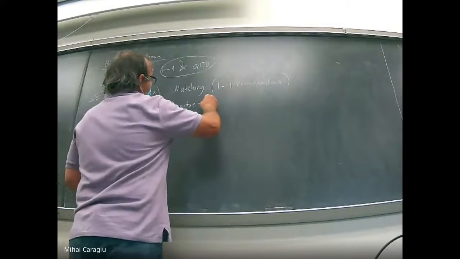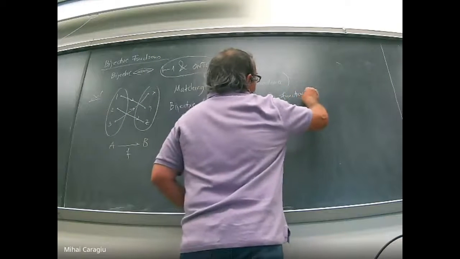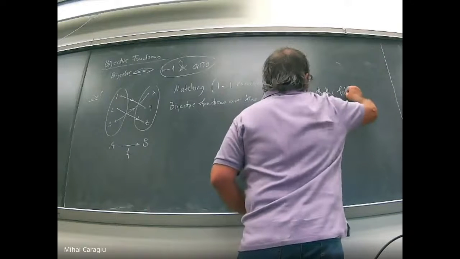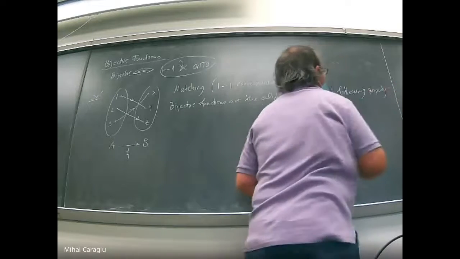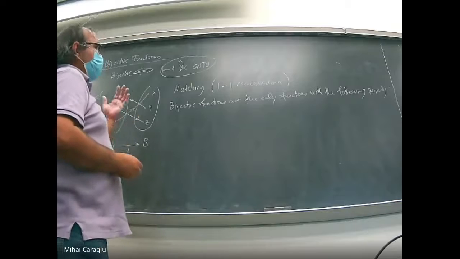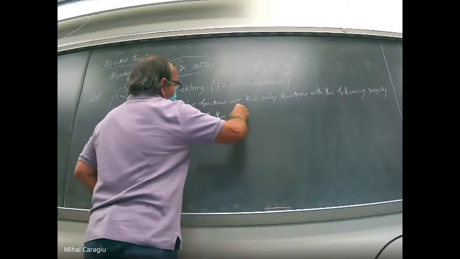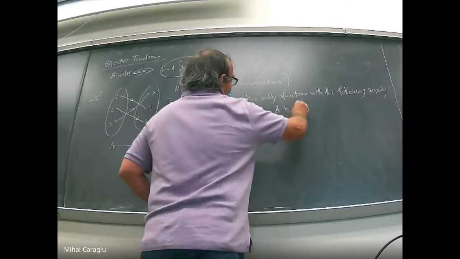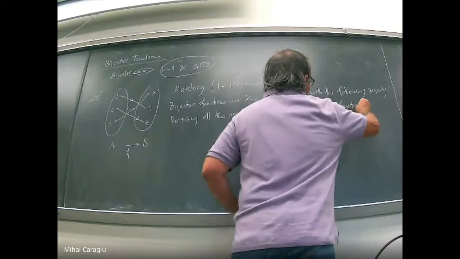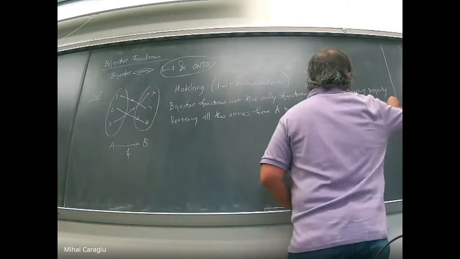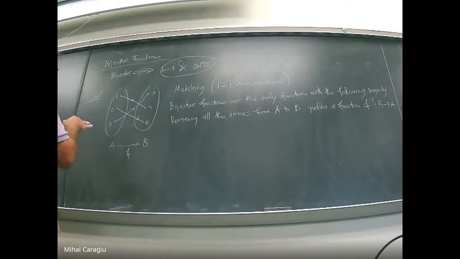Bijective functions are the only functions with the following property. Reversing all the arrows from A to B, we get a function from B to A, called the inverse function, f inverse from B to A. So the inverse function, if it exists, is a function obtained by reversing all the arrows pertaining to the function f from A to B.